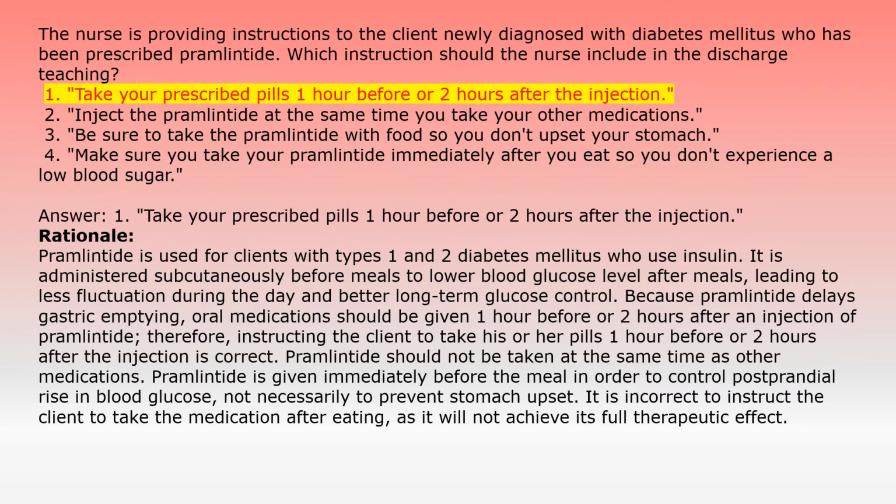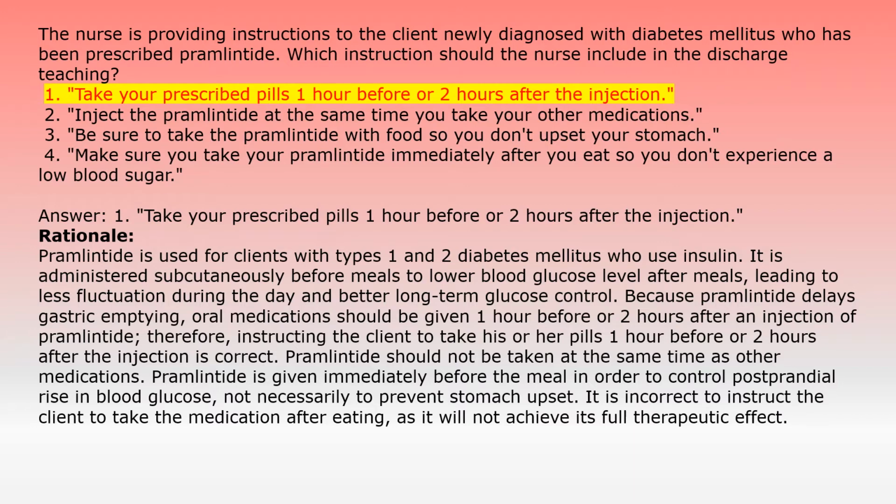Answer. 1. Take your prescribed pills 1 hour before or 2 hours after the injection. Rationale. Pramlintide is used for clients with types 1 and 2 diabetes mellitus who use insulin. It is administered subcutaneously before meals to lower blood glucose level after meals, leading to less fluctuation during the day and better long-term glucose control.